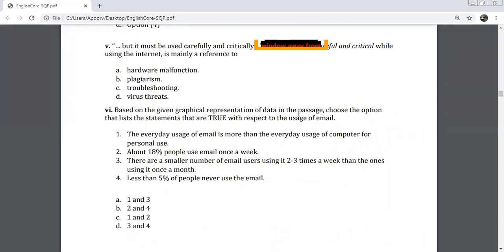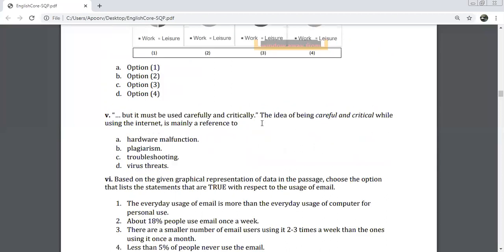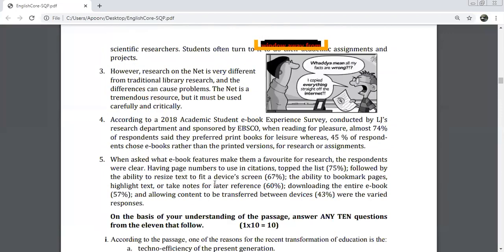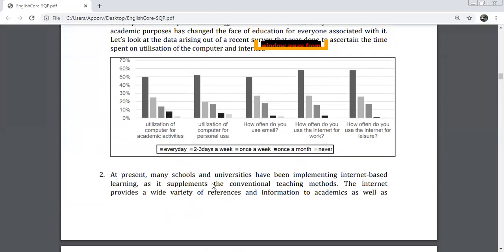Based on the given graphical representation in the passage, choose the option that lists the statements that are true with respect to the usage of email. Okay. Do we have email over here? Again, we have to go back to the graphical representation and see what is true about email usage. Where is the graphical representation for email? So this is the first time such a paper has come. Yes, here, beta. Please see this very carefully. This is for academic activities. This is personal use. How often you use email, how often you use the internet, and how often you use the internet for leisure. So the email option is here, the third one. See the figure very carefully and then let us discuss the answer. The third one in the chart is the email one.